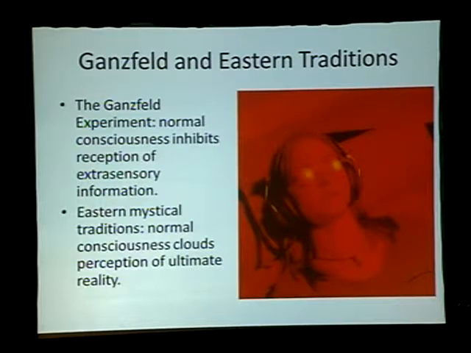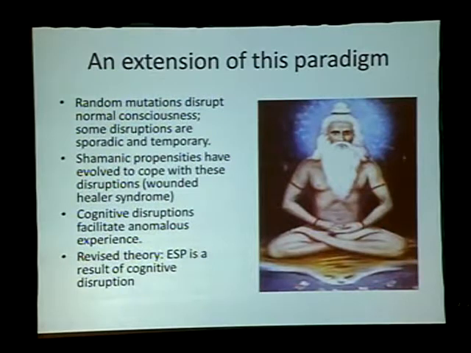Let's think about the Ganzfeld and Eastern traditions. Normal consciousness inhibits the reception of extrasensory information. Eastern mystical traditions argue that normal consciousness clouds perception of ultimate reality. So random mutations disrupt normal consciousness, and sometimes these disruptions are sporadic and temporary. Shamanic propensities have evolved to cope with these disruptions. We have the wounded healer syndrome. You have a problem, too many random mutations. What do you do about it? You become a shaman. Okay?